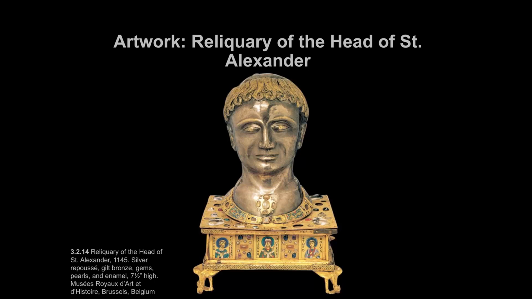So here we have an actual skull, the head of Saint Alexander, inside of this sculpture. You can tell it's beautifully adorned with jewels, as it's silver, repousse, gilt bronze, so very expensive materials. These would have been in a lot of churches or later cathedrals, and people would take a pilgrimage to see these relics because they believe that the holy person's remains still hold some sense of power, like maybe healing or fertility perhaps.